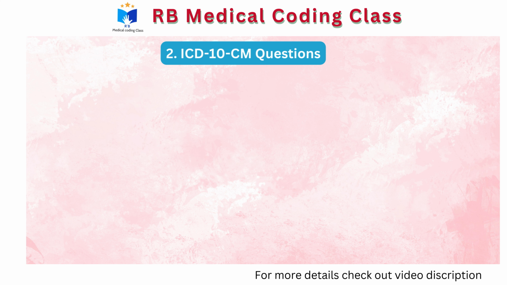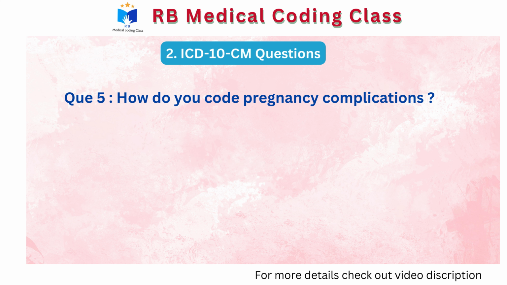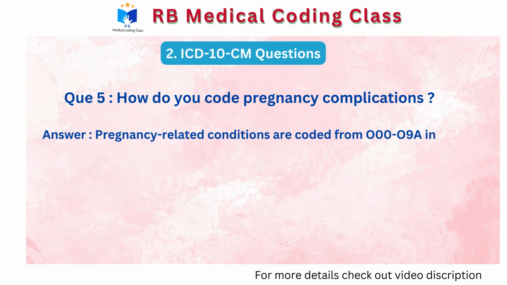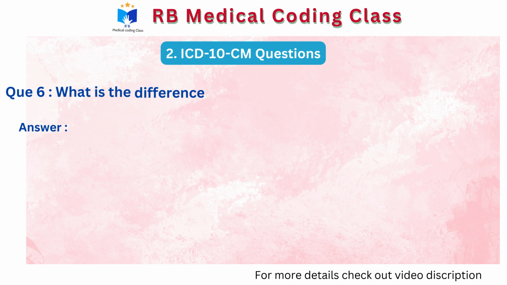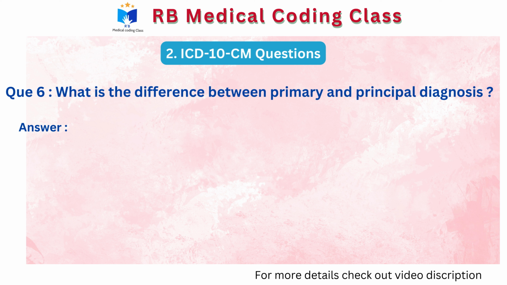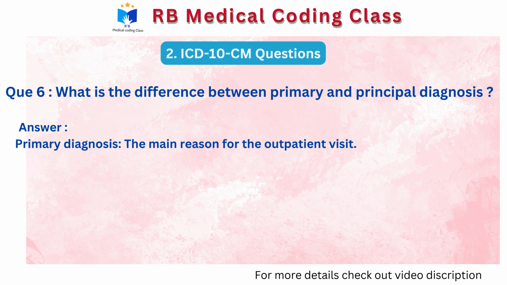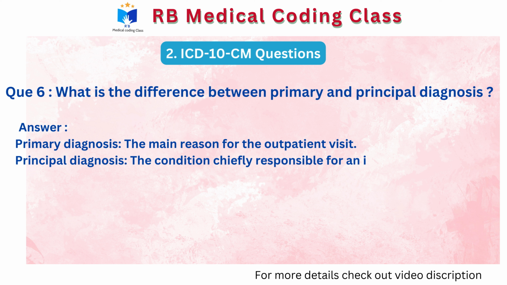Question 5. How do you code pregnancy complications? Answer. Pregnancy-related conditions are coded from O00 to O9A in ICD-10-CM. Always use trimester-specific codes if required. Question 6. What is the difference between primary and principal diagnosis? Answer. Primary diagnosis, the main reason for the outpatient visit. Principal diagnosis, the condition chiefly responsible for an inpatient hospital stay.